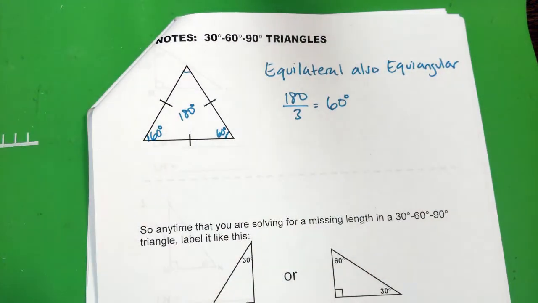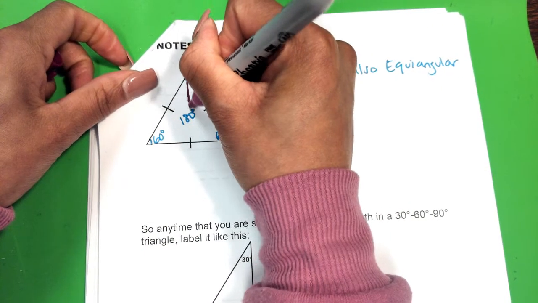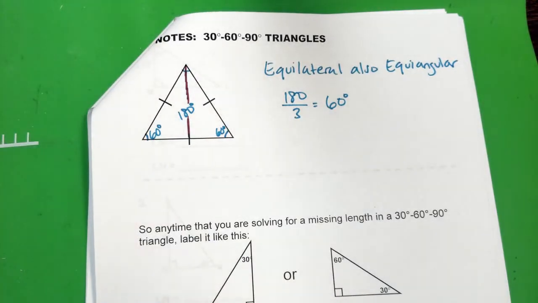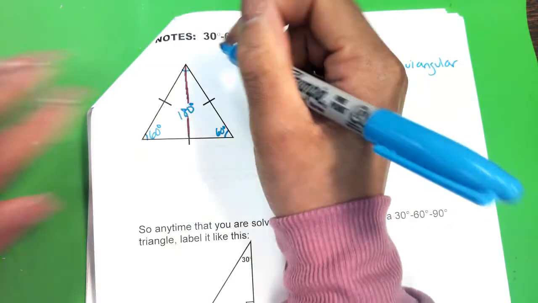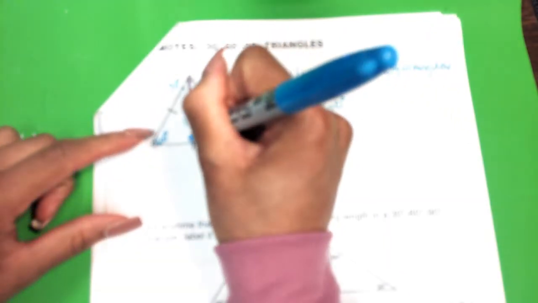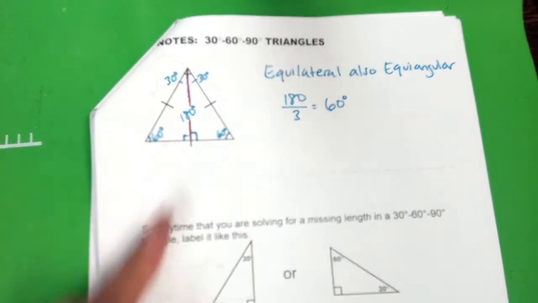But now, what if I wanted to draw an altitude down the middle? And so what happens to my angle at the top? It isn't 60 degrees anymore. It is now 30 degrees and 30 degrees. It's split in 2. So now I have 30, 60, 90 because I created a right angle at the bottom.